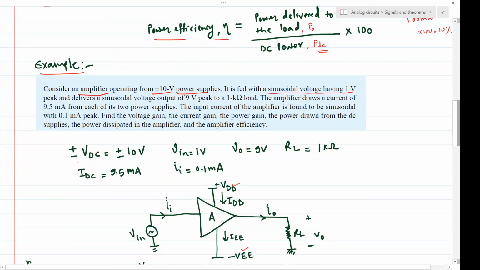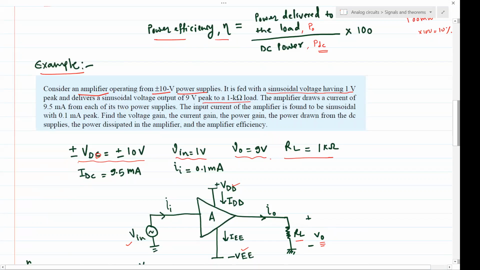So we have plus VDD and minus VEE here, and this is the value plus minus 10 volt. Then we have the input signal, Vin, which is 1 volt. The sinusoidal output voltage for the sinusoidal input voltage is equal to 9 volt, right over here. And the load, RL, is given as 1 kilo ohm.